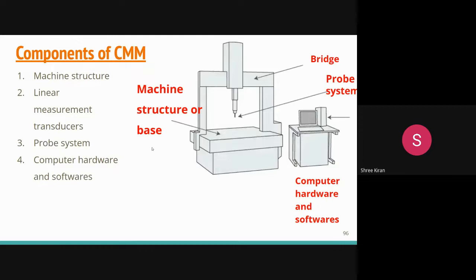We will have a probe structure, bridge, main structure or base. Then we will have the axis, the length measuring system, and the machine base with work table. All those are the basic structures. This is the basic component, where we can see the machine base with the work table.